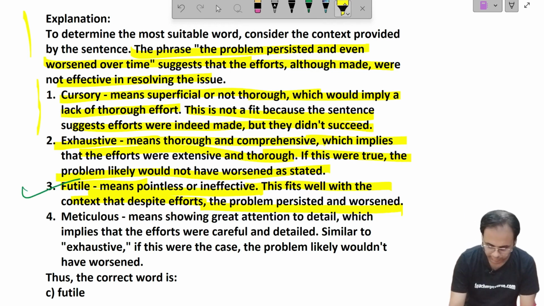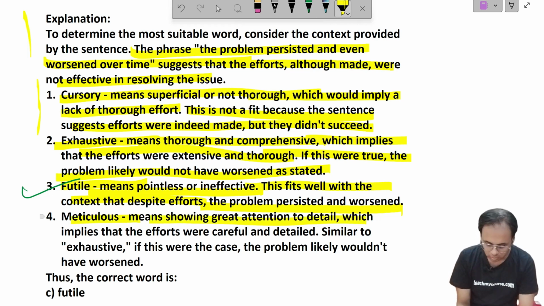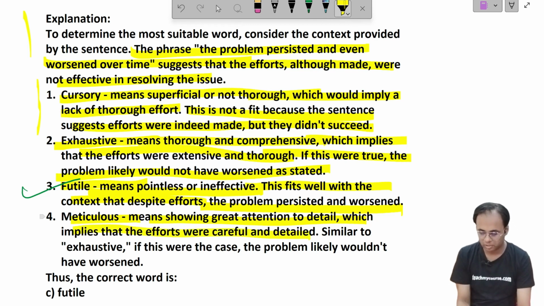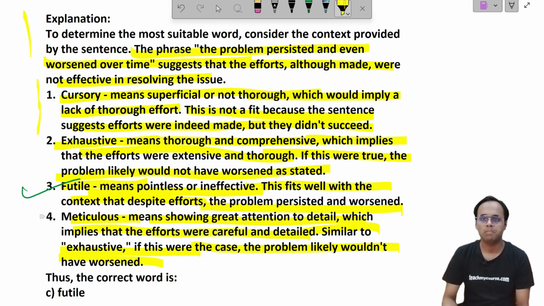Okay, let's see the fourth option, meticulous, which means showing great attention to detail, which implies that the efforts were careful and detailed, similar to exhaustive. If this were the case, the problem would not have worsened. Okay, the problem would not have worsened had the efforts been meticulous.